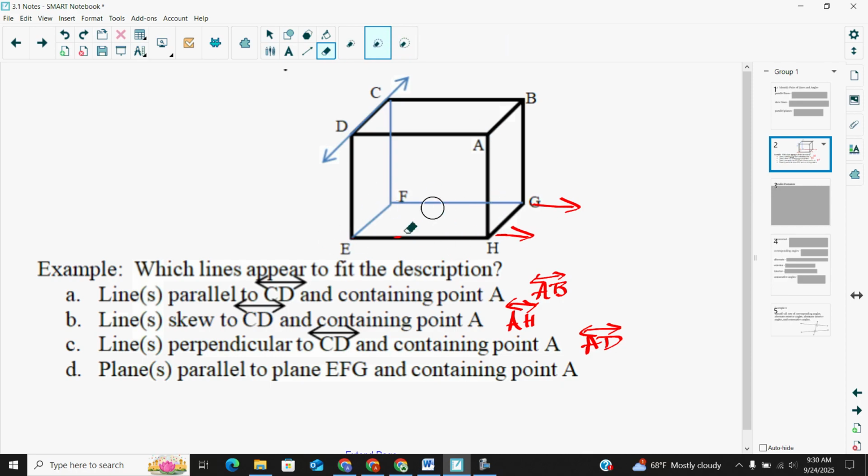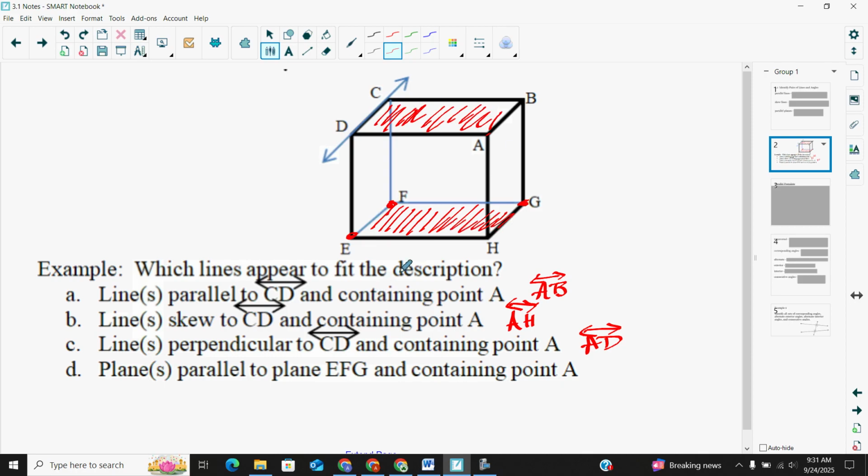And then we need a plane that is parallel to plane EFG. So EFG is the plane that is the bottom here of our rectangular prism, of our box. The one that is parallel to that and contains point A would be the top of the box, right? That plane runs parallel, never intersects with the plane down here at the bottom. We name planes by naming at least 3 points on that plane. Looks like A, B, and C are all on that plane, or A, B, D, or B, C, D. There's lots of ways you can name it.